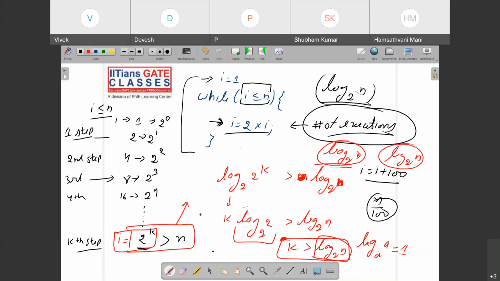So what I was asking is, how many times is this step executing? This step is executing k times. At the kth step, we break the loop, and we come to the conclusion that it is actually log base 2n.